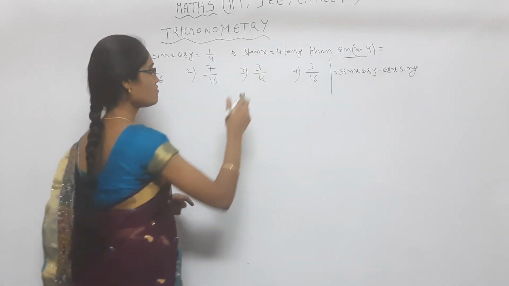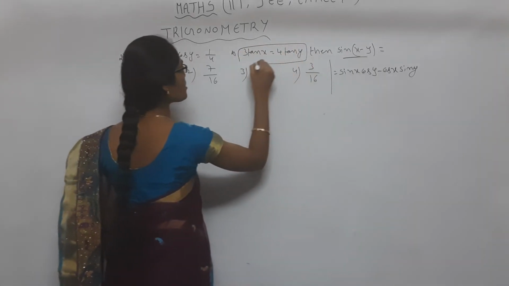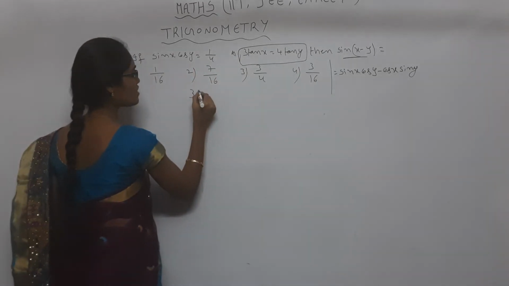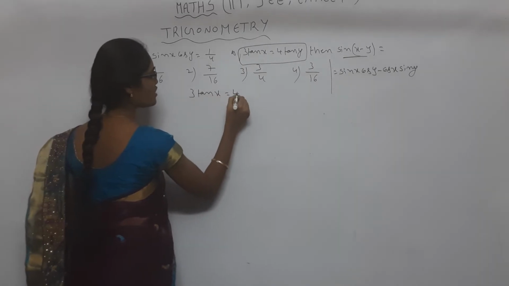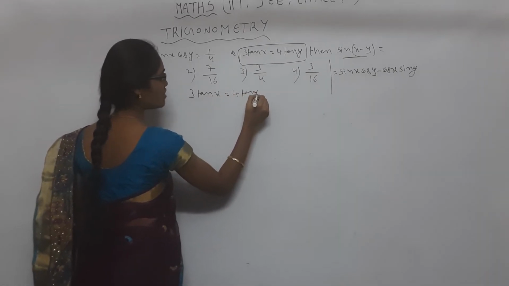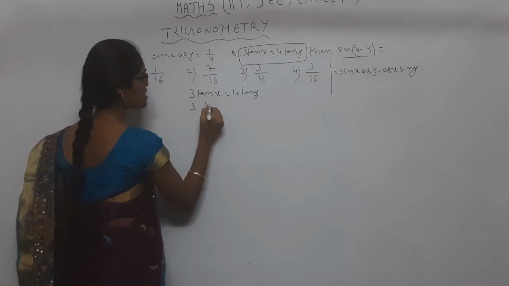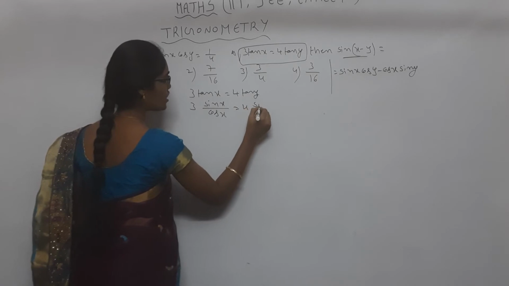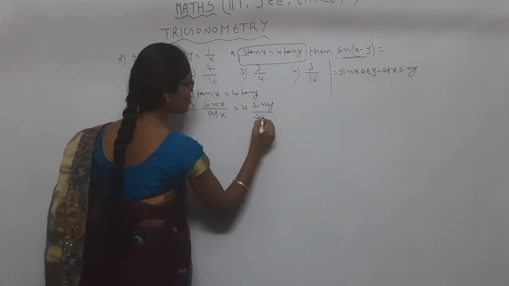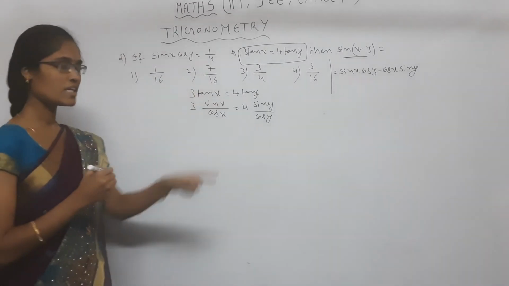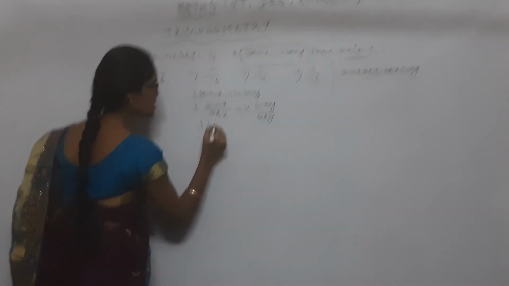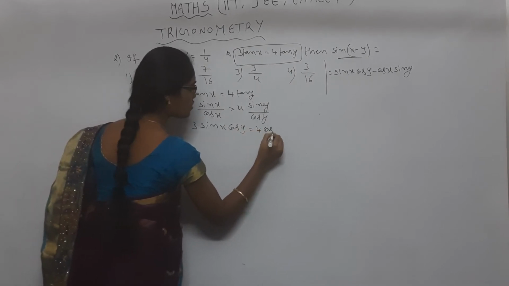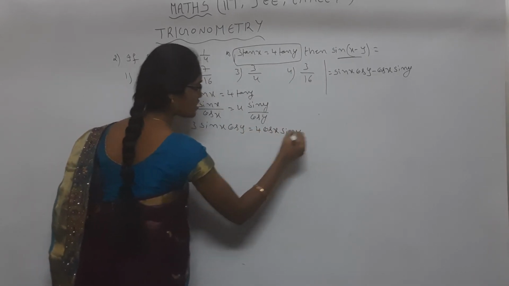Now using the condition given in the question, 3 tan x is equal to 4 tan y. So 3 into sin x by cos x is equal to 4 into sin y by cos y. Cross multiplication: 3 into sin x cos y is equal to 4 into cos x sin y.